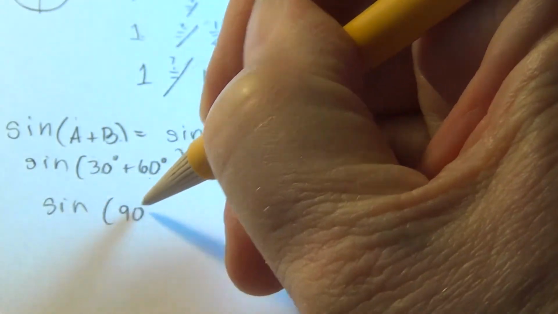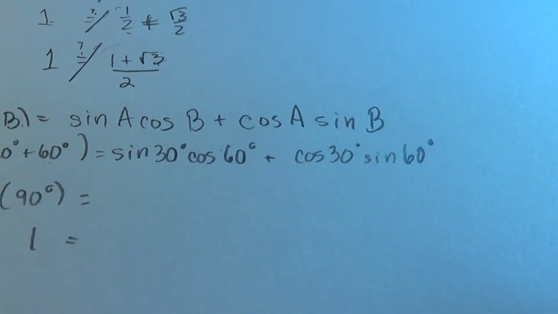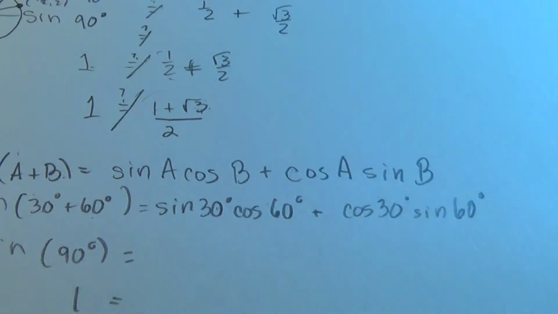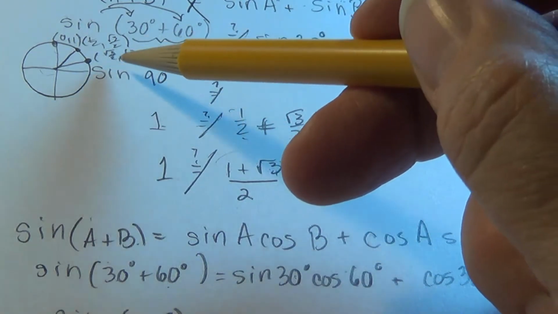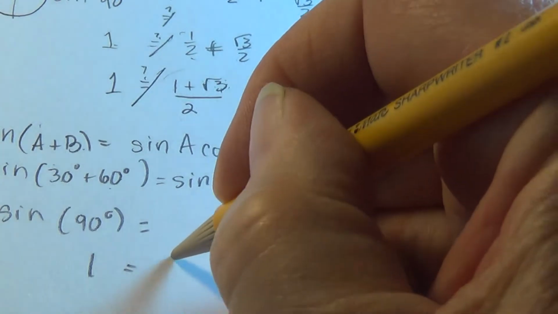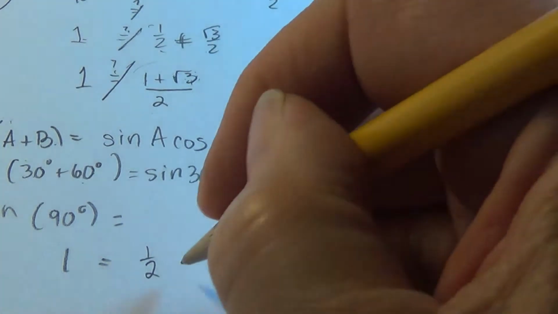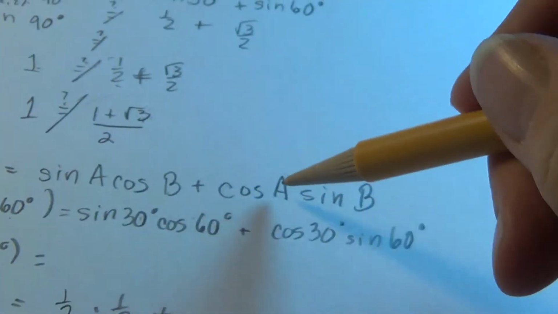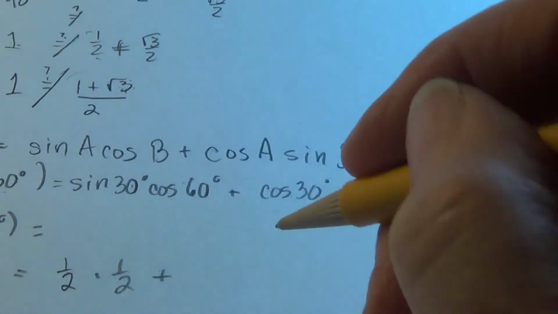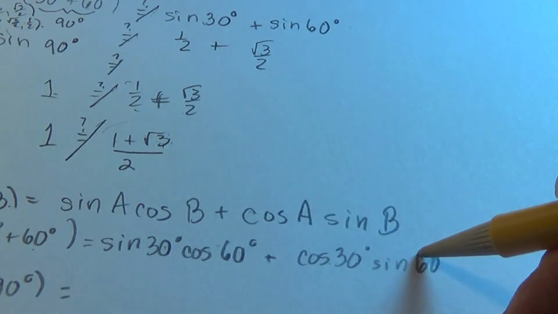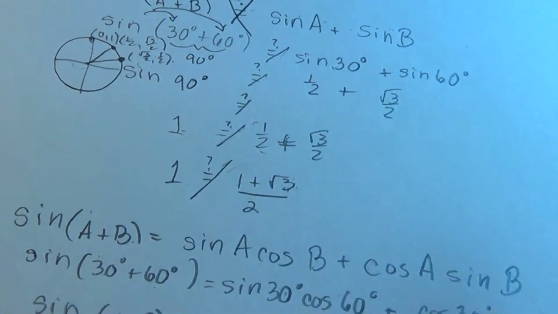Sine of 90 is 1. And let's see if it works. So sine of 30, we've already sketched that briefly over here. Sine of 30 is 1/2. Cosine of 60 is 1/2. Oh, that's interesting. And then over here, cosine 30 is square root of 3 over 2. And sine of 60 is square root of 3 over 2.